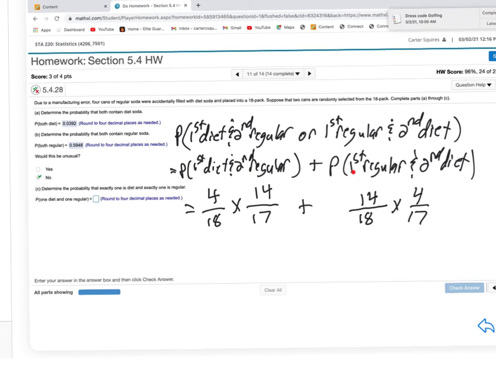And then they reverse it here. You got 18 cans, and then 14 of them are regular. In the second drawing, you'd only have 17 cans, and assuming you did get a regular here, that would leave you 4 diets. So you just got to put that in the calculator, I guess, and round it to 4 decimals. Hope that helps.